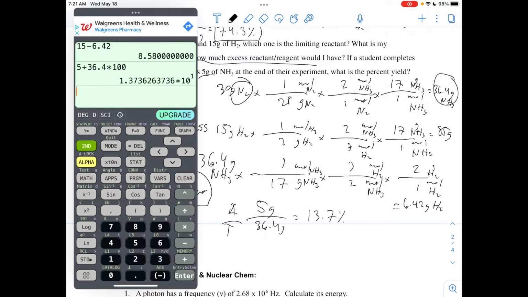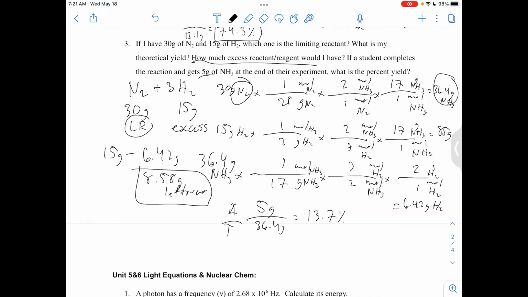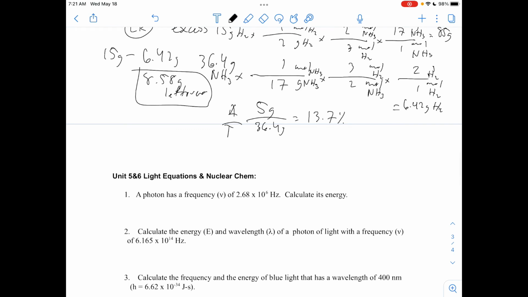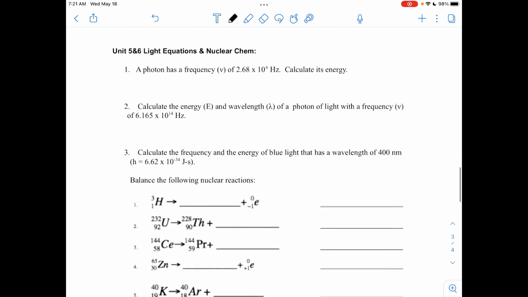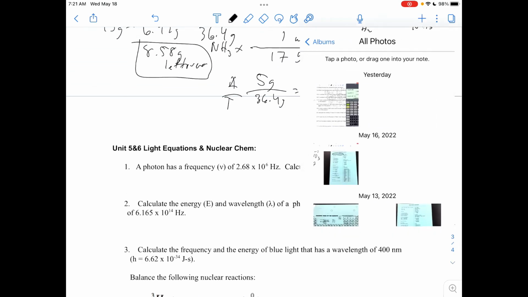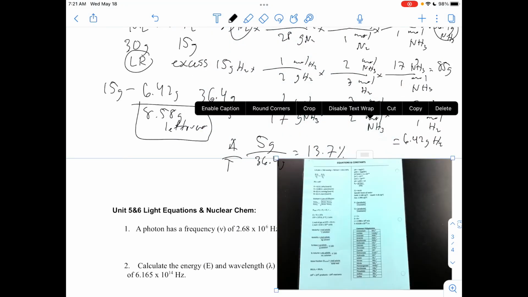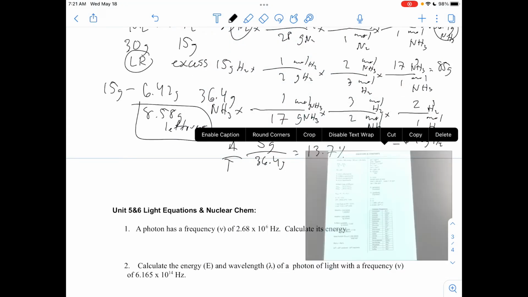Okay, 13.7%. Okay, 13.7% yield, which is pretty bad, but that's okay. So that's stoichiometry. Unit 5 and 6, light equations and nuclear chemistry. Remember that we give you the equations for this on the back of your periodic table, so let me show you where that is.